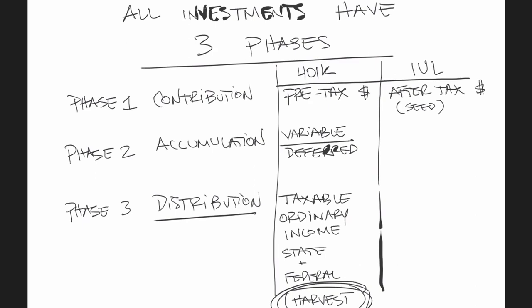Now, the accumulation in an IUL is what? Is indexed. What does it mean by indexed? It'll grow with the market, but it will never, ever lose to the stock market. And also, like a 401k, taxes are deferred. As the money grows inside of the policy, you are not paying any taxes on the growth.